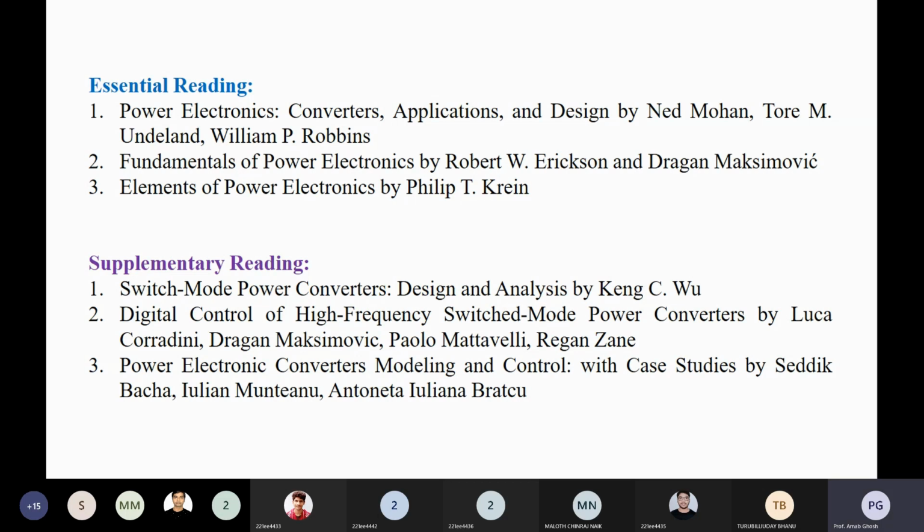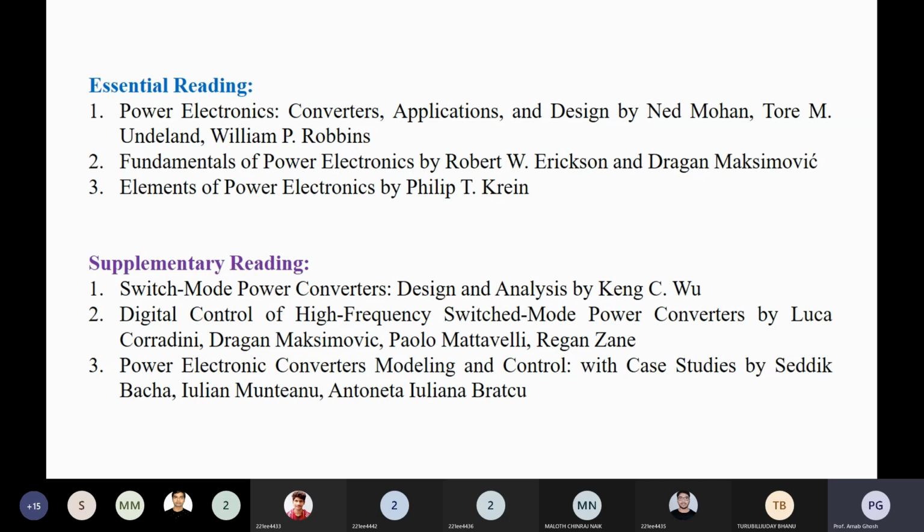You can follow Ned Mohan's book, Ericsson's book, or Philip Krein's book, whatever books you have. You can also follow three books. If you are able to follow three books, you will get more knowledge. In my post graduation time I followed three books: Ned Mohan's book, then Rashid's book, and then two more books. In my PhD time, I followed four books.